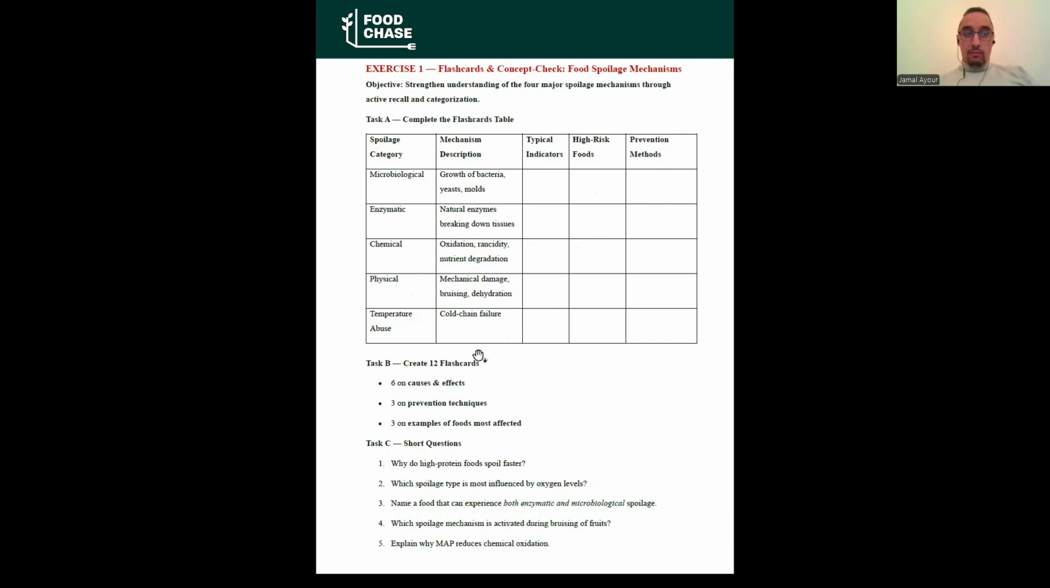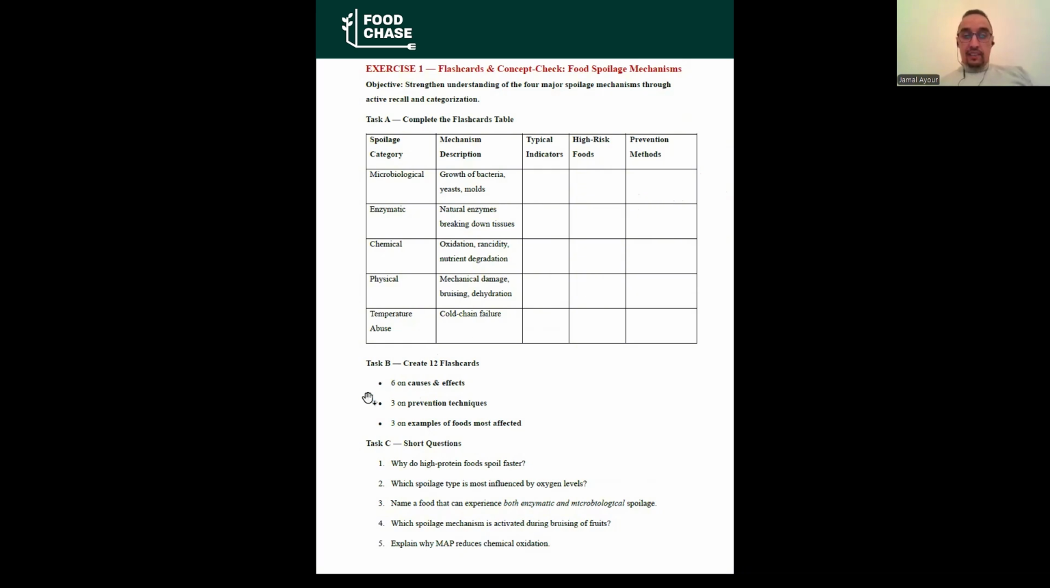For example, under microbiological spoilage, the mechanism description is growth of bacteria, yeast, and molds. About indicators, they include, for example, slime, gas, foul odors, and mold growth. About high risk foods, they include, for example, meat, dairy, and fish. About preservation method, we can talk about refrigeration, hygiene, and preservation, for example.